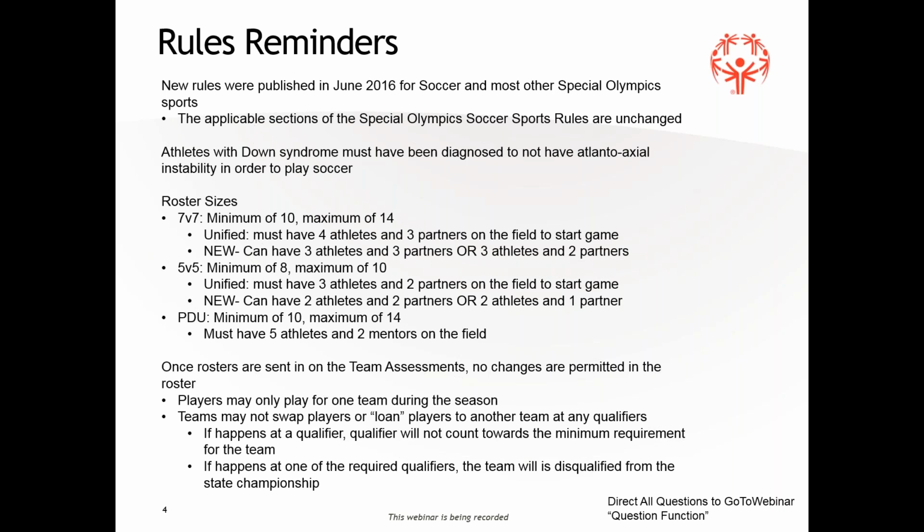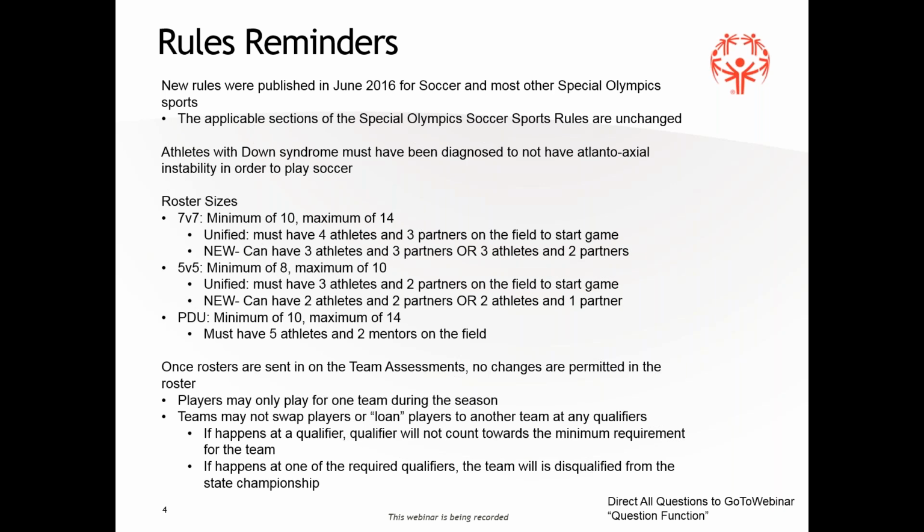Okay, for unified, you must start the game with 3 athletes and 2 partners on the field at the beginning of every game. You can't have 4 athletes and 1 partner. It has to be 3 and 2. The new rule with that is if someone gets hurt and you're down to 4 players, it can be 2 and 2. It cannot be 3 athletes and 1 partner. It cannot be 3 partners and 1 athlete. Okay? If it goes down even further, the least you can play with are 2 athletes and 1 partner.